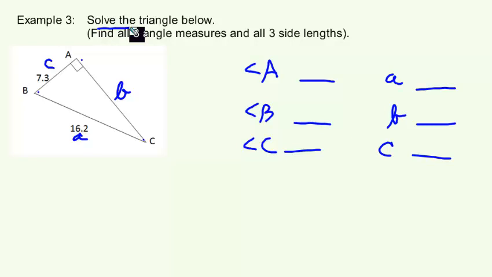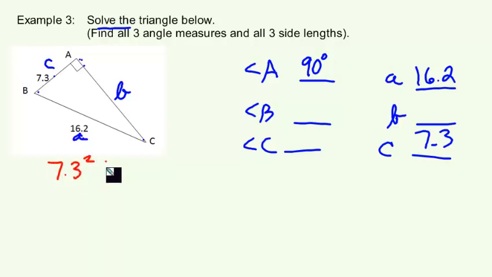And a lot of these are given to you. Angle A is 90 degrees. It says so in the problem. Side C is 7.3 units. It says so in the problem. And side A is 16.2 units. It says so in the problem. If I want to find side B, keeping in mind this is a right triangle, and I know two of the three sides, I'm going to use the Pythagorean Theorem on it. I'm going to say one leg, 7.3 squared, plus the other leg, the one I don't know, that's b squared, has to equal the hypotenuse squared.